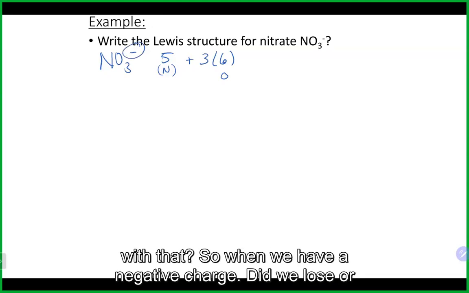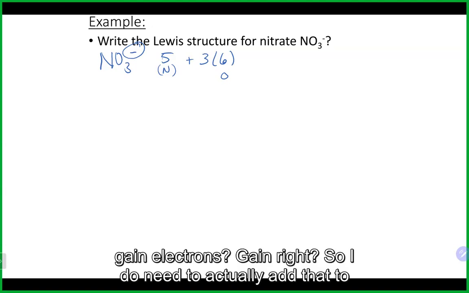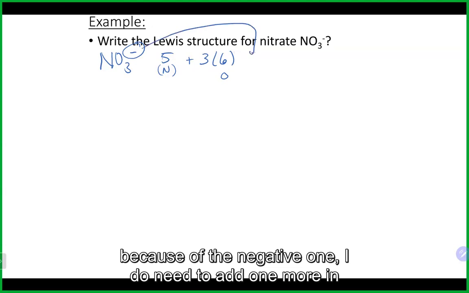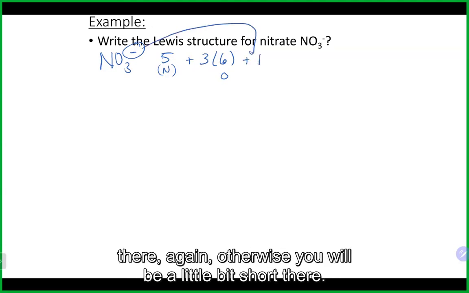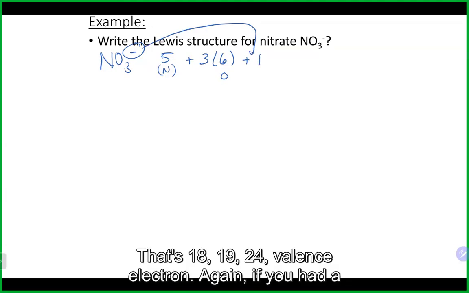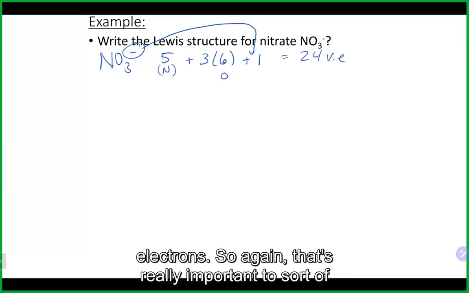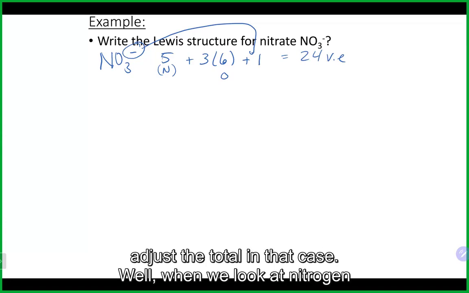So when we have a negative charge, did we lose or gain electrons? Gain, right? So I do need to actually add that to my total. Otherwise, I'm going to be short in this case. So because of the -1, I do need to add one more in there. Otherwise you will be a little bit short. That's 18, 19, 24 valence electrons. Again, if you had a positive charge, you would need to subtract one because it lost electrons. So again, that's really important to adjust the total in that case.